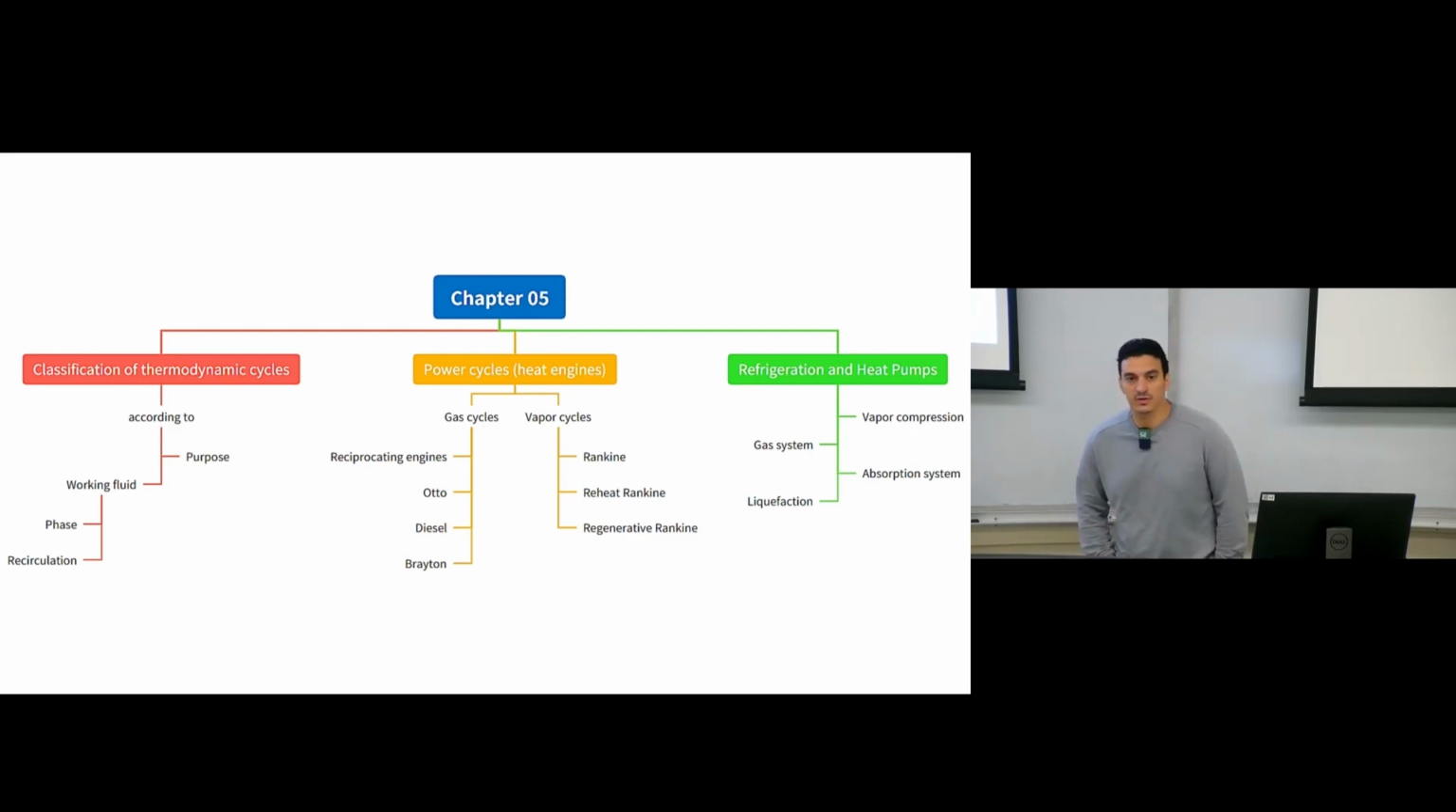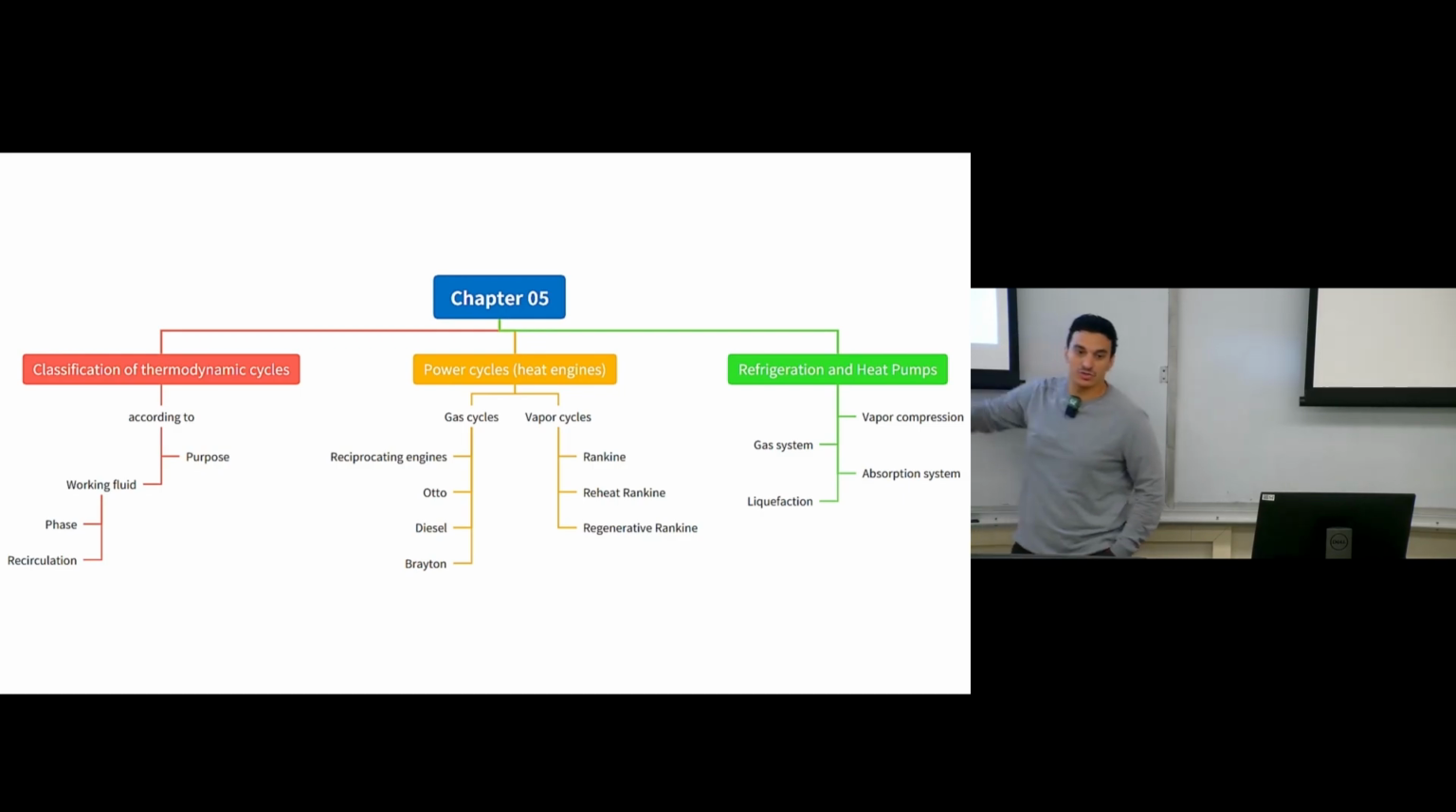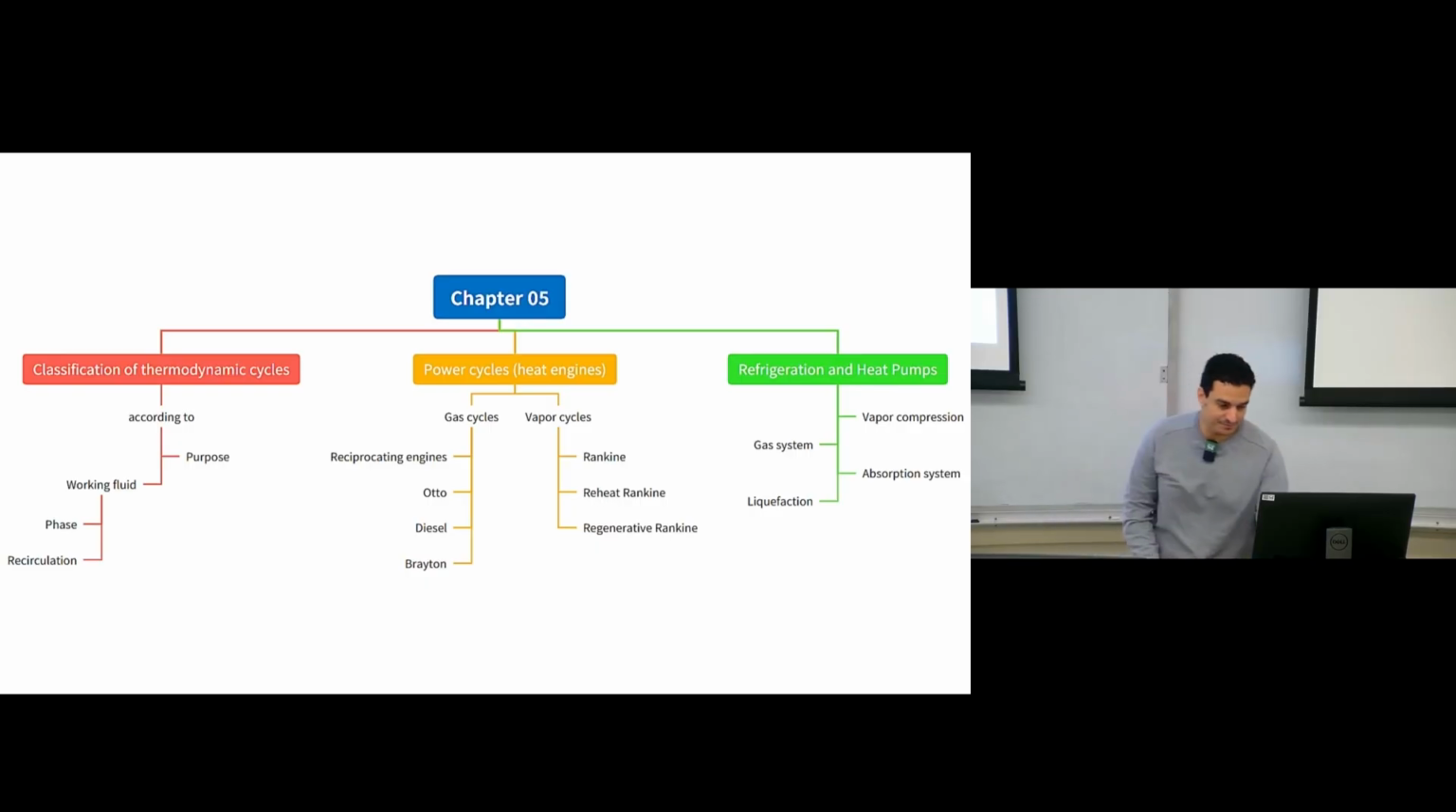We have 3 points that we need to cover in this chapter. So again, the first point is a classification of thermodynamic cycles, and we finished this part. Second point is power cycles or heat engines, and we have 2 types of them. We have gas cycles, we have vapor cycles, and now we are talking about the vapor cycles. Third point, we have refrigeration cycles, which is the opposite of power cycles or heat engines. So if you can understand all the concepts we are explaining here, then by default you will understand everything we need to describe in the refrigeration cycles.